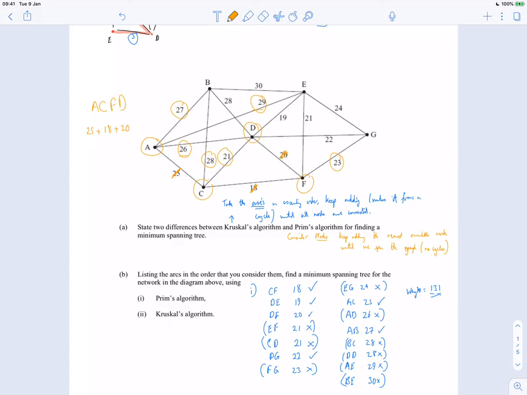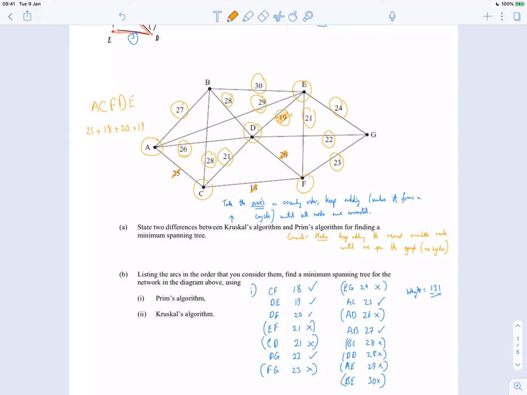And then from D's point of view, we've got the connector, this 28. We've got 22, and we've got this 19. From F's point of view, there's also 19 as well. There's that 21 going up to E. So, what's the next one? Well, it looks like D to E, which would be another 19. So that one can go, and we're now at E. So we've now got 30, and there's 24. So we've got all the arcs to consider now.